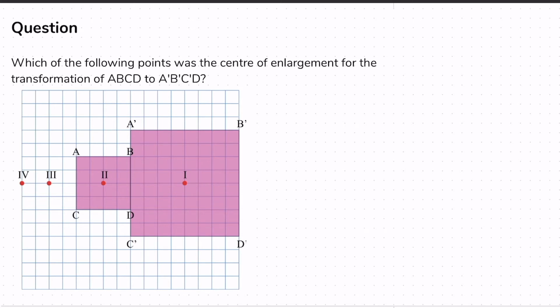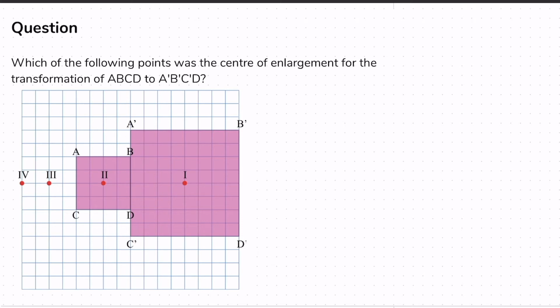In this question we're asked to find the center of enlargement for the new quadrilateral A-B-C-D. And immediately you might be drawn to 1, right? The center, right? That makes it seem like we're looking for the center of the new shape.